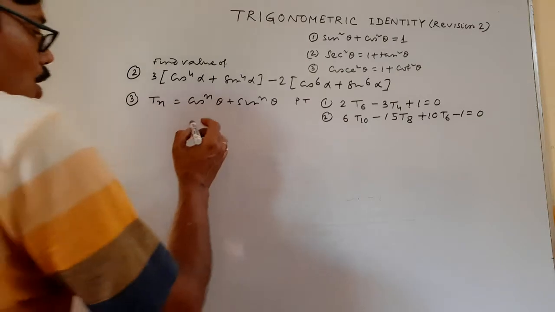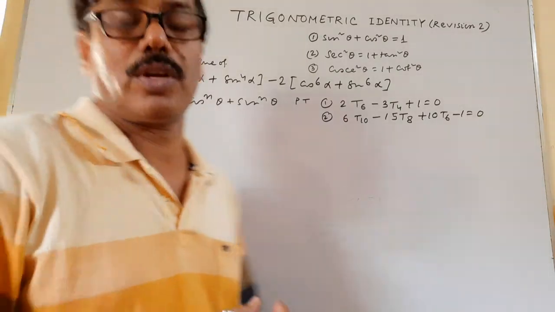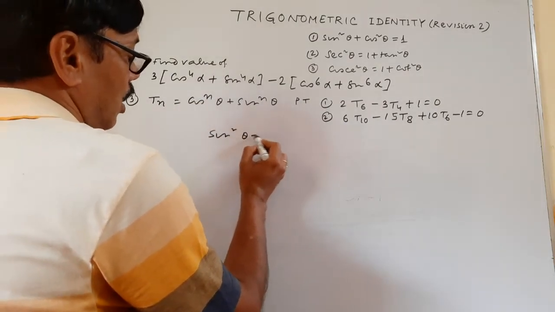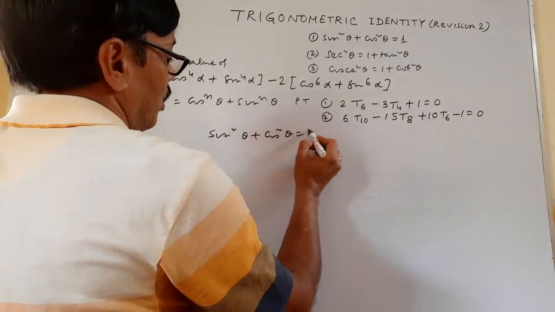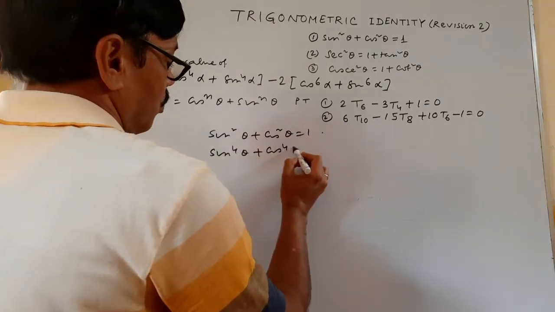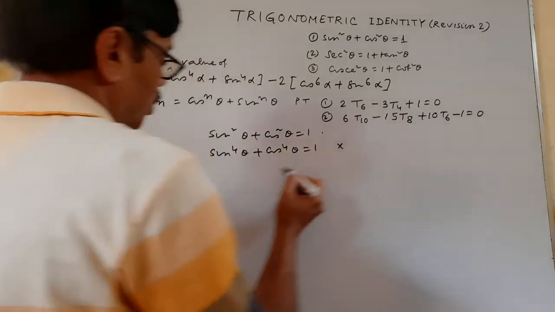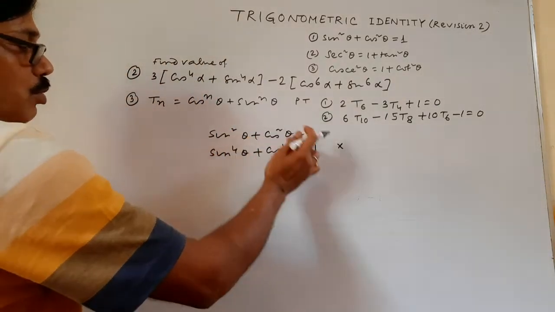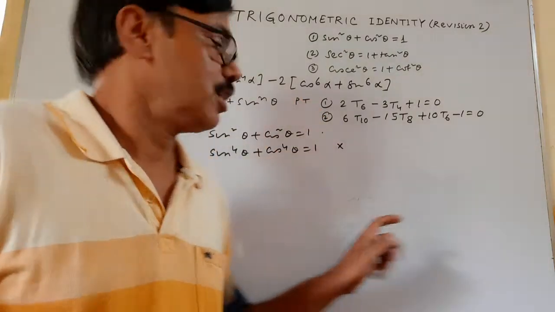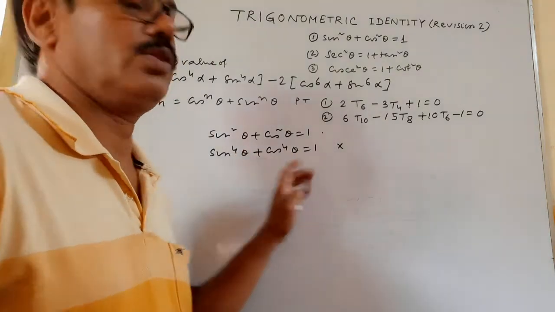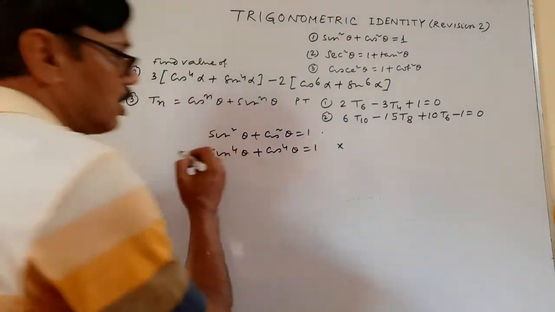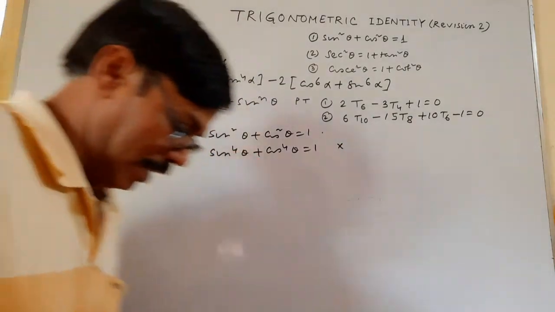So look, we know sine square theta plus cos square theta equals 1. But sine to the power 4 plus cos to the power 4, this is not 1. Some students write that if the powers are the same, then it is 1. Sine to the power 6 theta plus cos to the power 6 theta is 1? But this is not true. So, mind it.